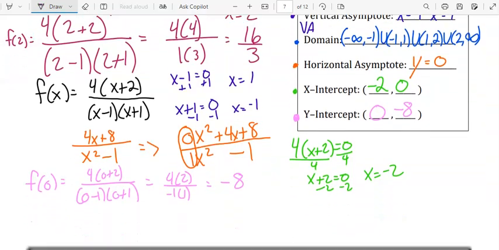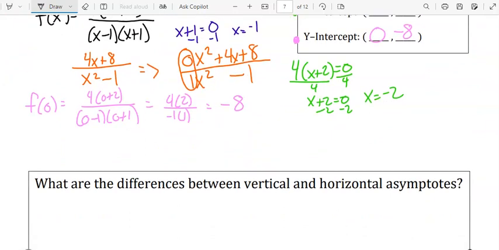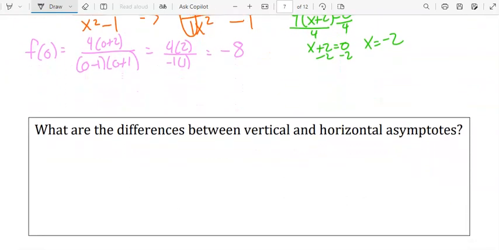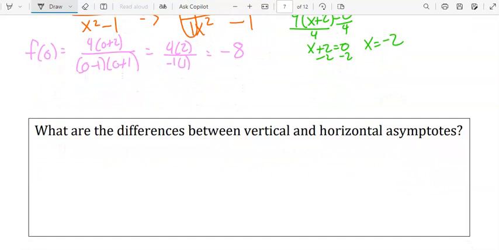Before moving on to the next page, answer this question. What are the differences between vertical and horizontal asymptotes? Answer the question in the box provided. Pause the video and then move on once you've answered the question.